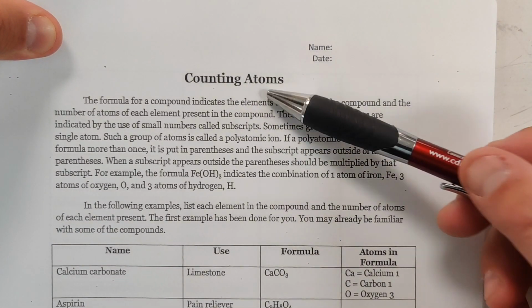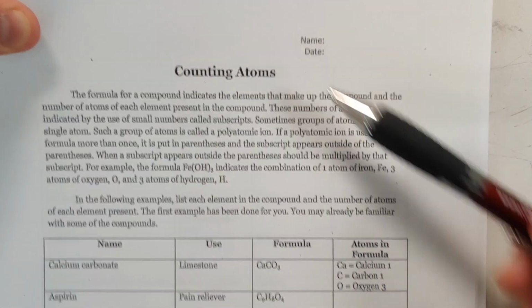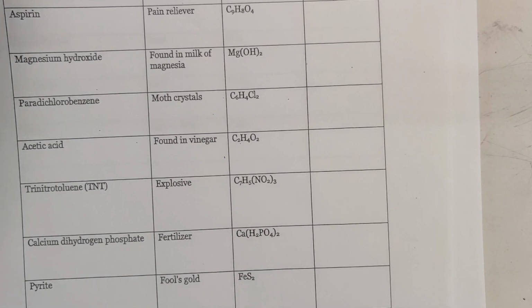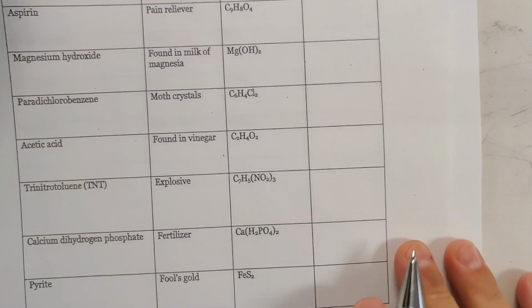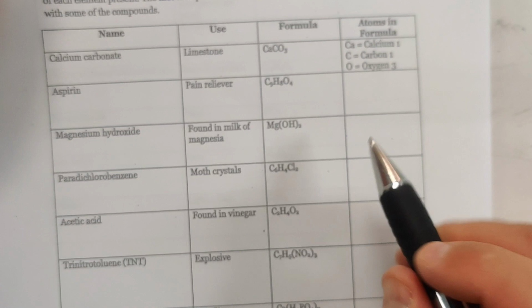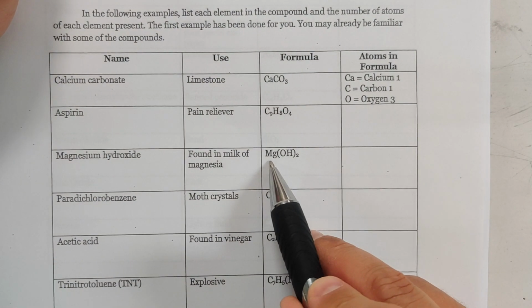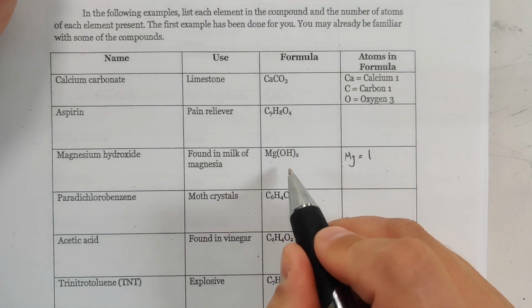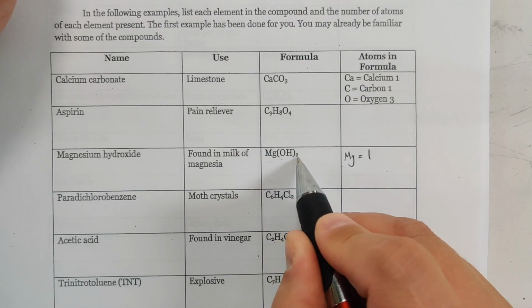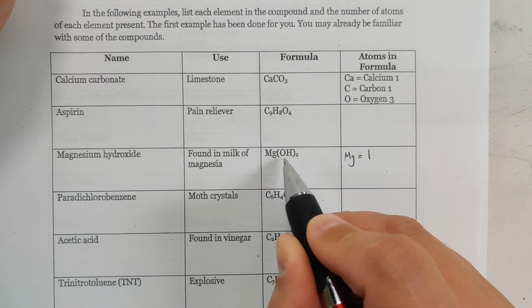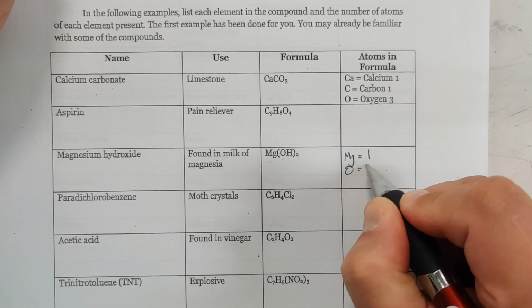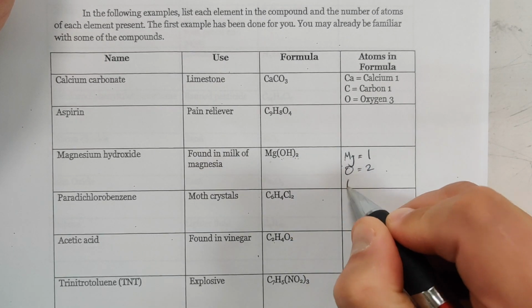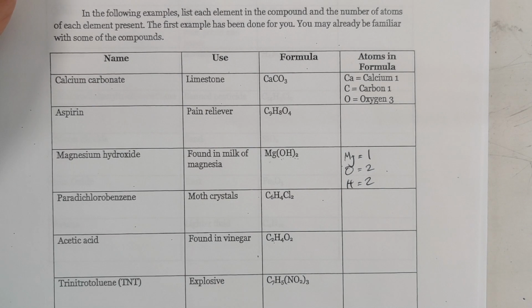Then you need to do a nice simple counting atoms assignment that you take a picture of and send to me. I can do a couple of these for you here. Let's do a hard one. Okay, well, this one's easy. How many magnesium are there? 1. How many oxygen? 2, because you have to multiply by what's inside. So 2 oxygen and 2 hydrogen. That's all you need to do.